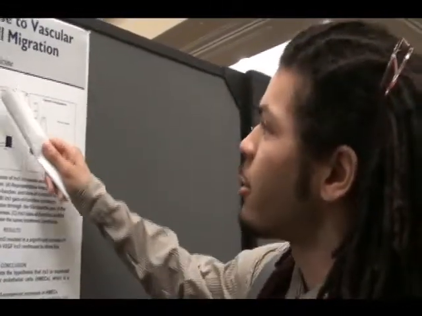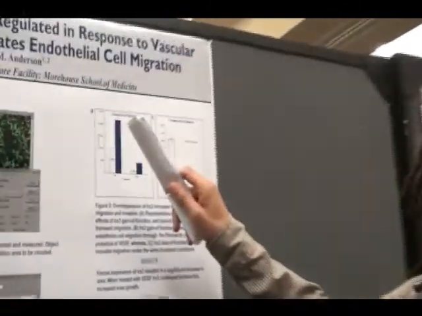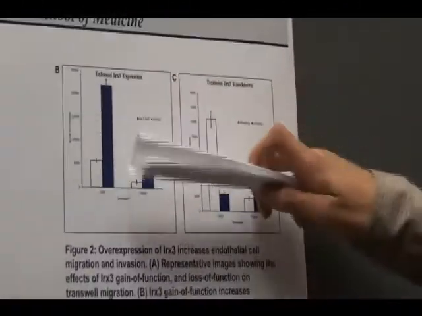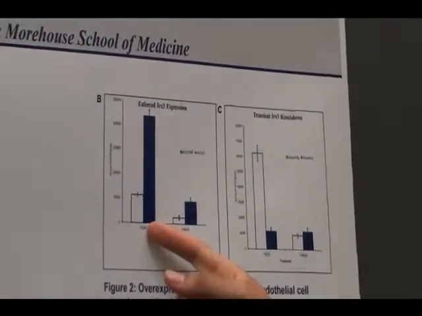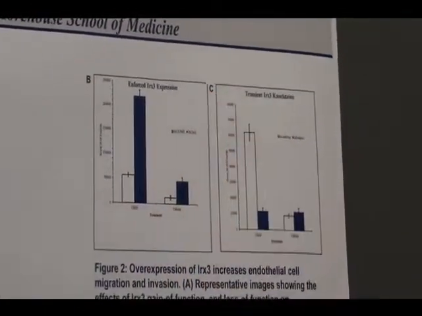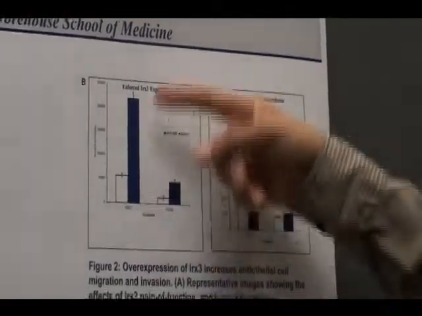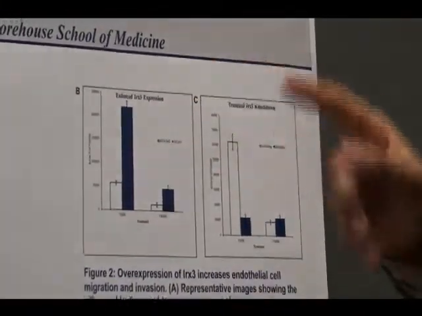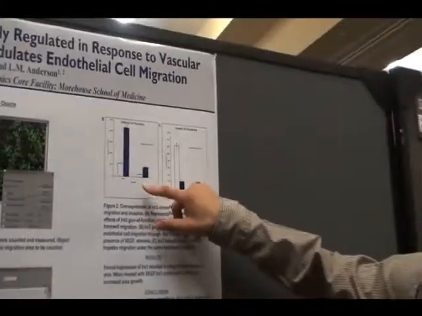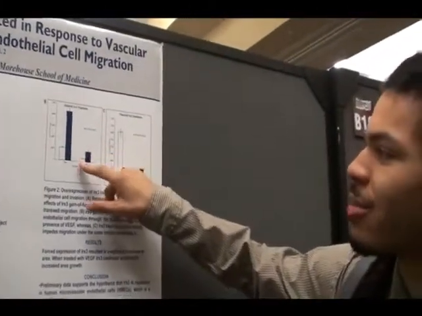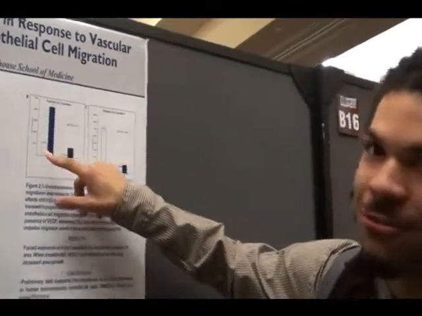So if we look at the blue line, this is when we forced IRX3 expression. And this column, this is where we had VEGF. And as we can see, with the growth factor and the forced expression, there's a much greater area of migration in these endothelial cells than there is even when we do not have a forced expression or VEGF.